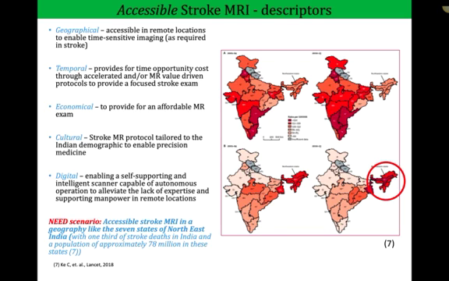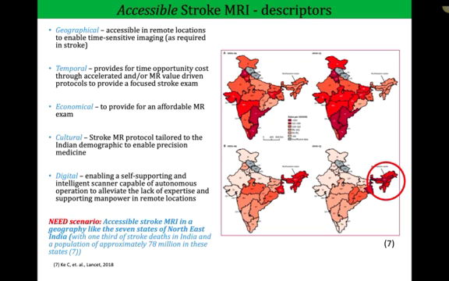It also has to be tailored to the Indian demographic to enable precision medicine, and that's the cultural component of access. Such a scanner, if it's deployed in challenging environments, has to be self-supporting and intelligent, capable of autonomous operation to ensure that local expertise is not required, as well as to enable a careful watch of self-degradation of the scanner.